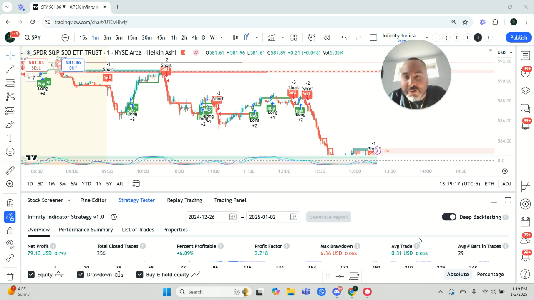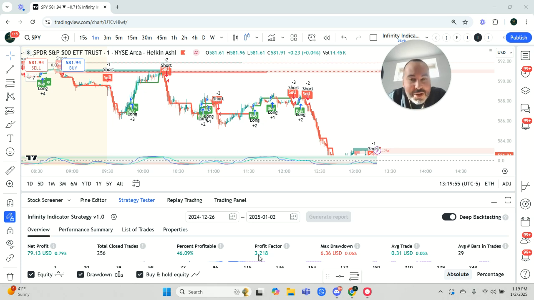Essentially, with $10,000 without trading options this week, this account had a profit factor of 3.21. So what's a profit factor? For every dollar you lose, this strategy made $3.21. For every dollar lost, it made $3.21. That's very, very good. A 1.5 is considered a good profit factor.